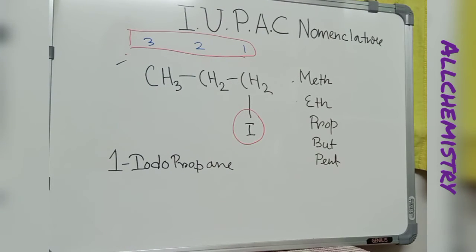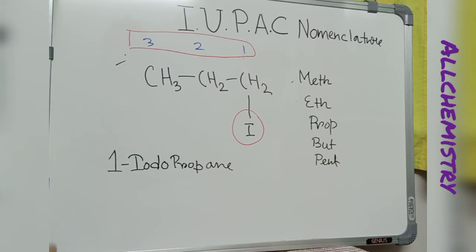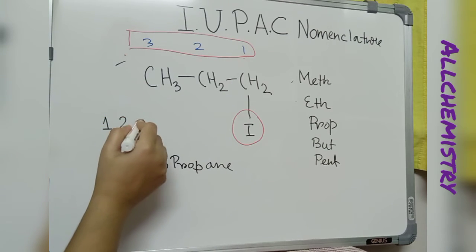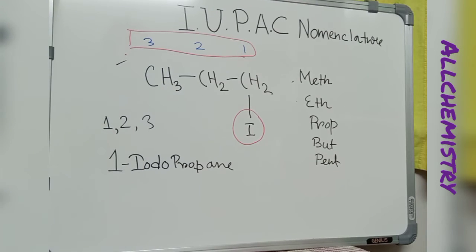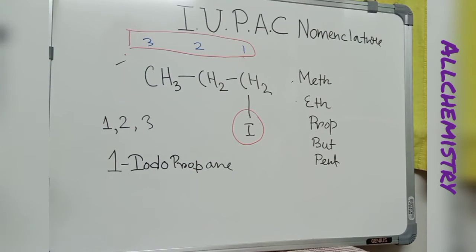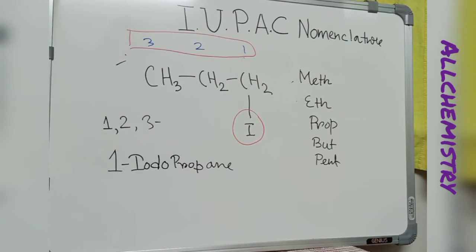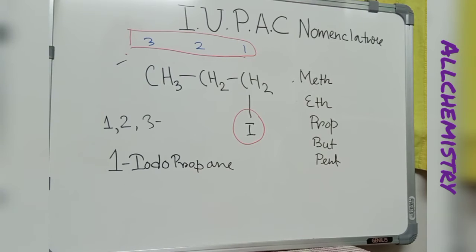Whenever we have to write more than one number, like 1, 2, 3, we will put a comma in between them, and when we are adding a letter after the number, we will put a hyphen after the number. Okay, so this is the basic rule. Now we will see another example with two substituents.